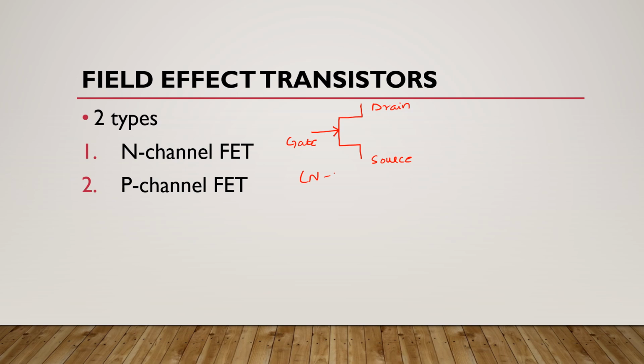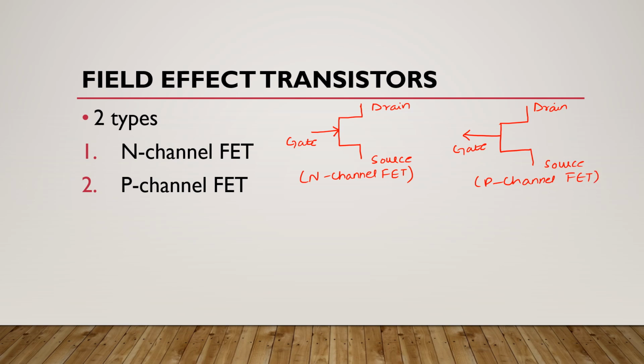So this is the N-channel field effect transistor. Now what is the symbol of the P-channel field effect transistor? The symbol of the P-channel field effect transistor is like this, where the arrow is here. This is gate, this is drain, and this is source. Okay, this is the P-channel field effect transistor.